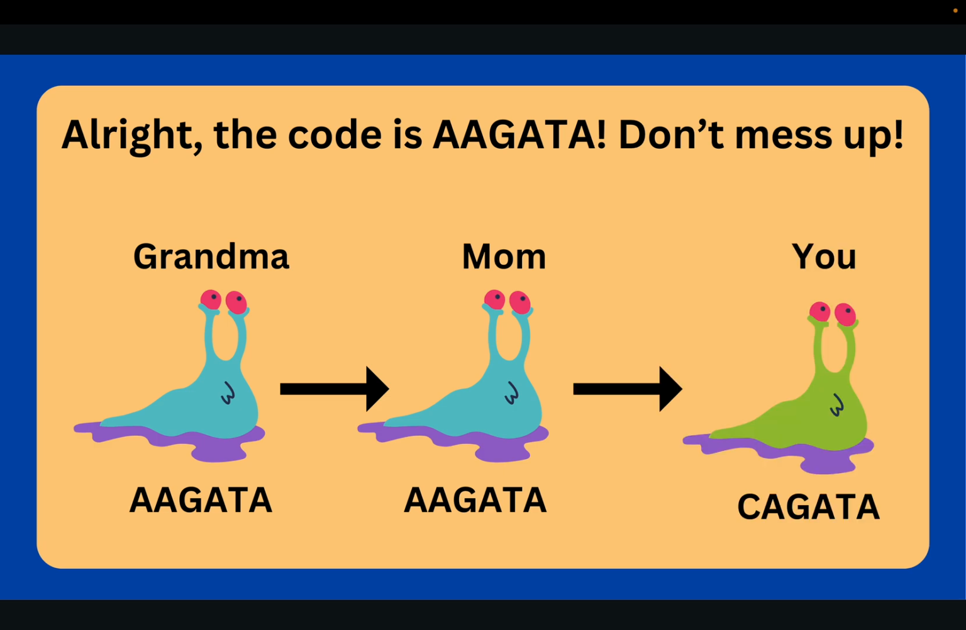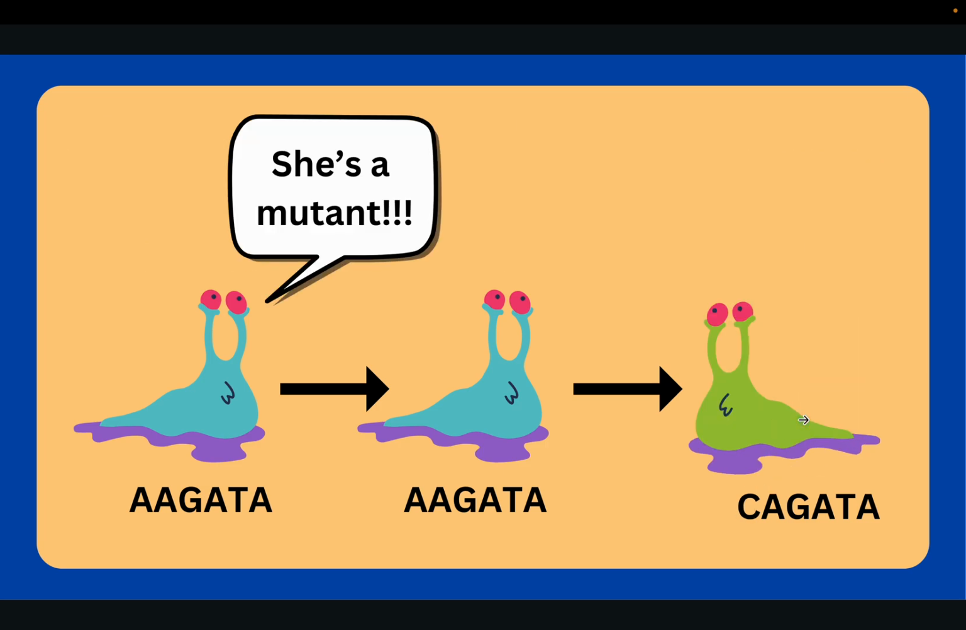But this time there's just a tiny little mistake. Instead of AAGATA, you swapped that first A for a C. And when you change the letter, you can change the trait. This is called a mutation. Now you are a mutant. And I don't know if Grandma approves.